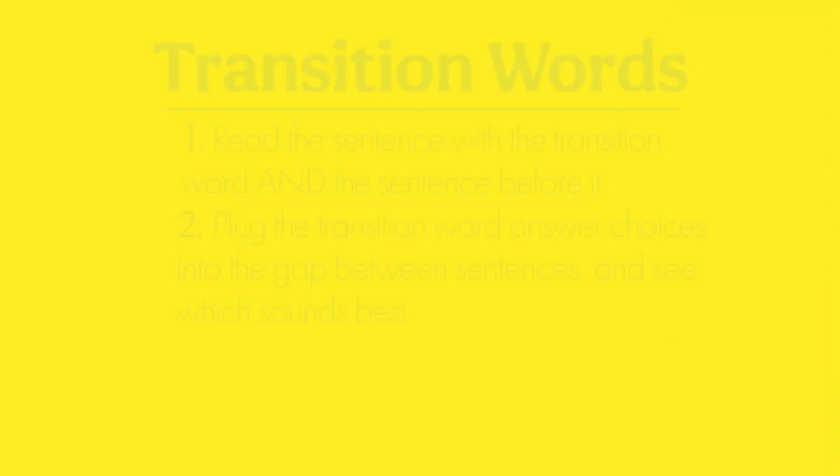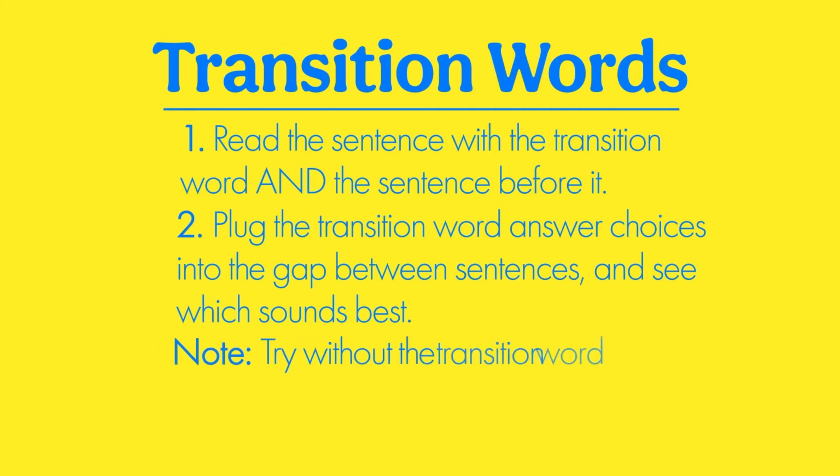Number one, if there's an answer choice without a transition word in it. So let's say three of your answer choices have transition words, but one of them has no transition word. You want to try that one first. And that's because of the simple is best rule. The simple is best rule applies to transition word questions as well. So if you can read the two sentences without the transition word in it, and it flows, it makes sense, then that's what you want to do.